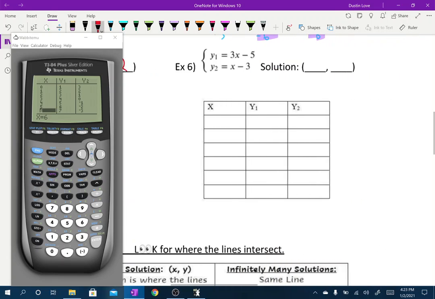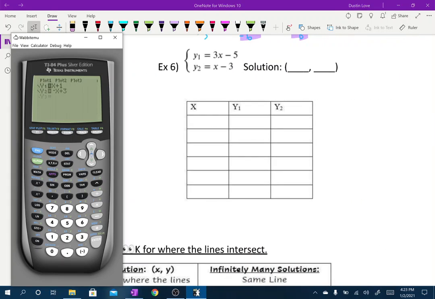Okay, let's run the exact same thing for number 6. We're going to go to y equals. Clear out both of them. And then 3x minus 5. And for y2, x minus 3. Now, just in case you don't remember, x is going to be this button right here beside alpha, the one that has x, t, theta, and n.